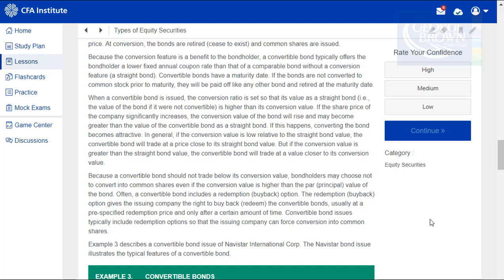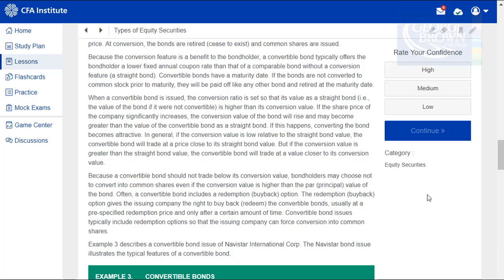If the share price of the company significantly increases, the conversion value of the bond will rise and may become greater than the value of the convertible bond as a straight bond. If this happens, then converting the bond becomes attractive. In general, if the conversion value is low relative to the straight bond value, the convertible bond will trade at a price close to its straight bond value. But if the conversion value is greater than the straight bond value, the convertible bond will trade at a value closer to its conversion value.